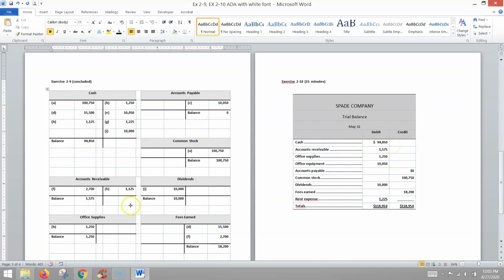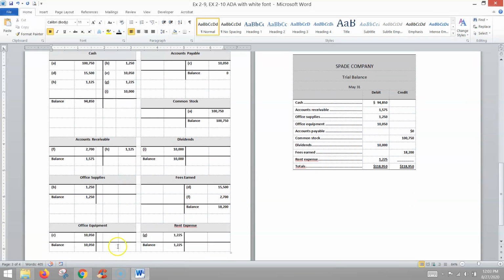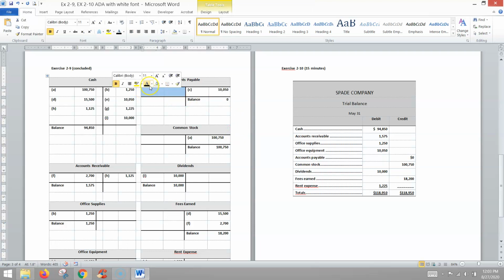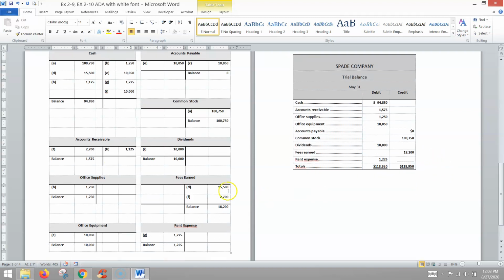You're going to do the same for accounts receivable, and for office supplies, and for office equipment. Accounts payable. We have a debit and a credit for the same amount, so it's going to be a zero balance. Common stock, $100,750. We have our dividends. We have our fees earned. You can see they're just added up. And then we have our rent expense.